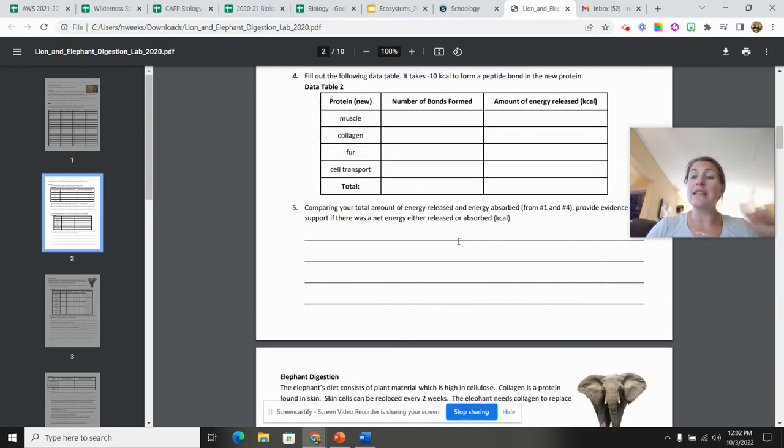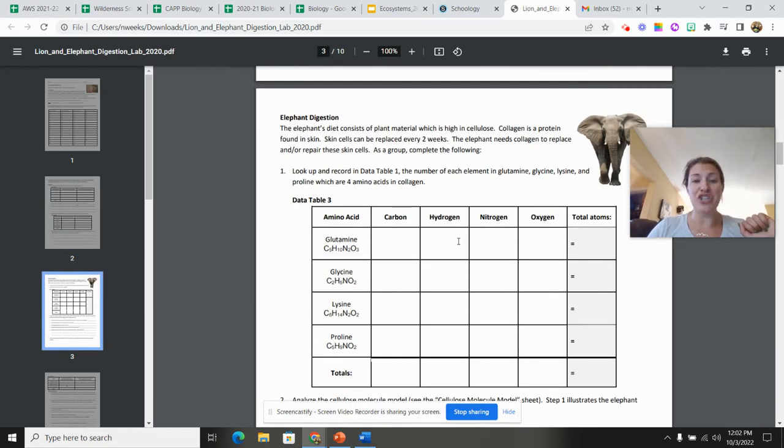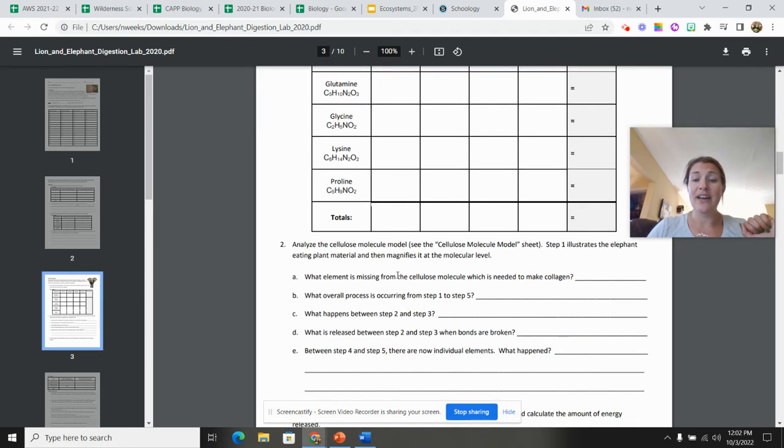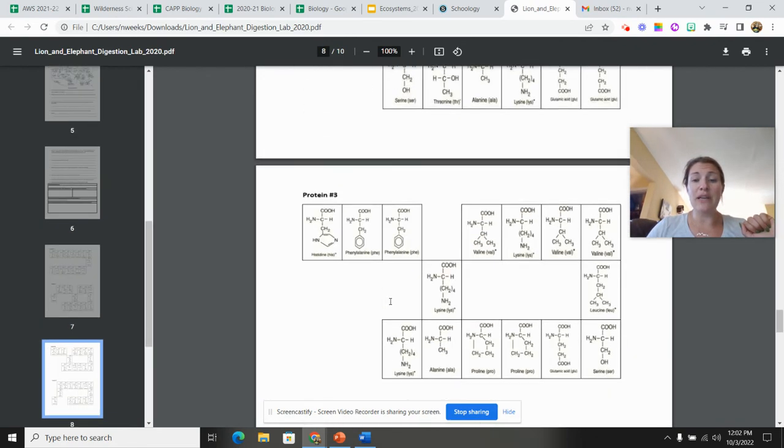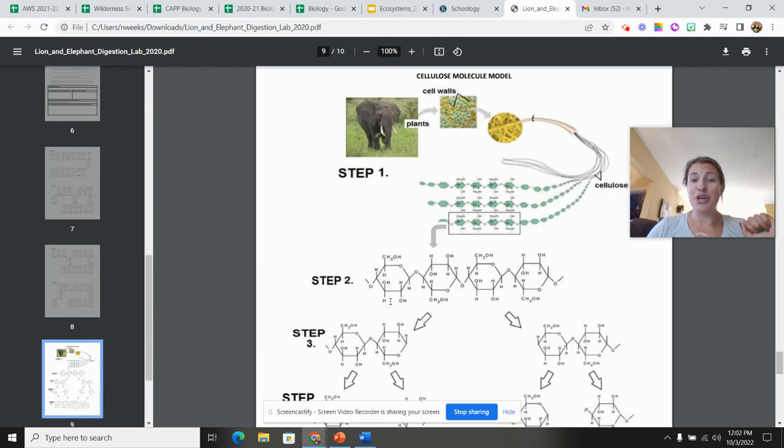For the second part, for the elephant digestion, you are going to look at these data tables and record the number of carbon, hydrogen, oxygen, and nitrogen in each of these amino acids that the elephant eats. You are going to write down this stuff here, and you are going to be using this picture to help you out. Remember, elephants eat plants. Plants are made of something called cellulose, which is a carbohydrate that is very, very tough. But because elephants have a cecum, they can actually break down that carbohydrate.